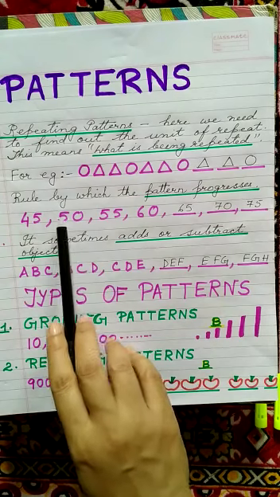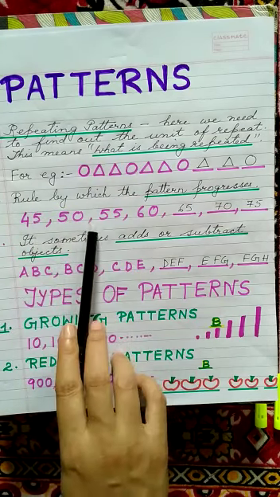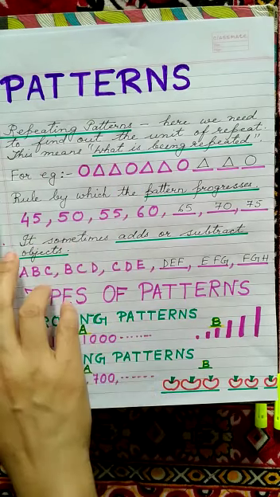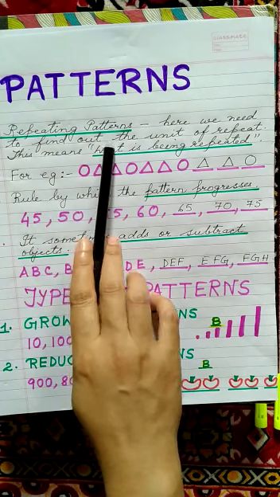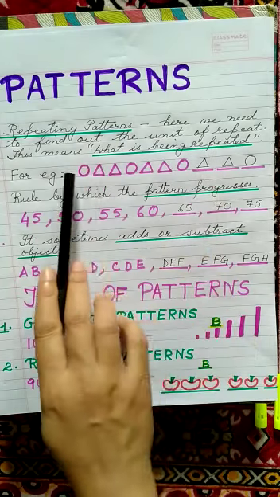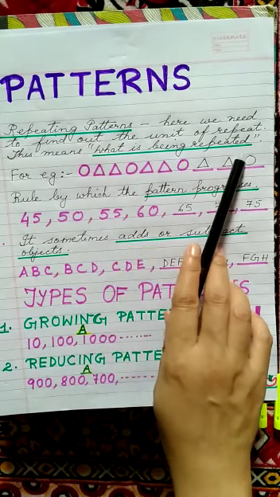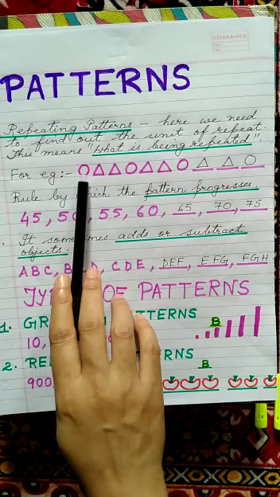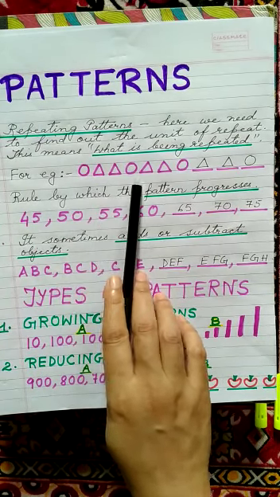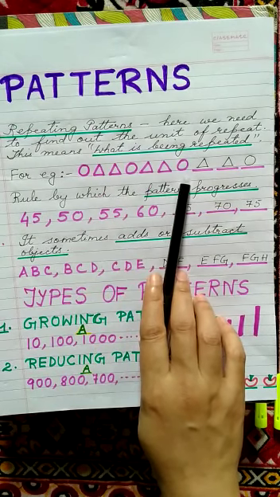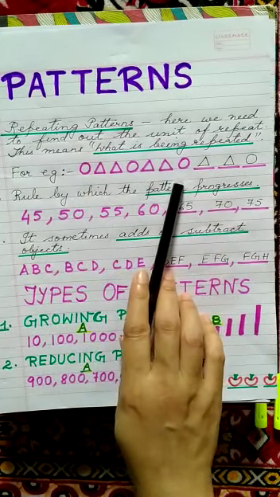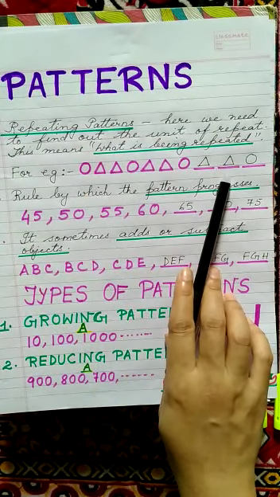Now, let us see what are the points we have to remember to study patterns. First is a repeating pattern. Here we need to find out the unit of repeat. Unit of repeat means what is being repeated. For example, here we have a circle and then two triangles. A circle, two triangles, a circle, then two triangles and a circle. So we follow the pattern given here and we fill the blank.